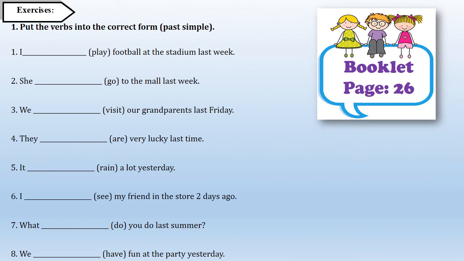Now please open your booklet page 26. We have an exercise that we must put the verbs into the correct form in the past simple. لازم نحول الفعل للماضي. Number 1: I play football at the stadium last week. We have a play here. Regular or irregular verb? What do you think? Excellent. Regular verb. بما إنها regular verb فعل طبيعي مش مريض.